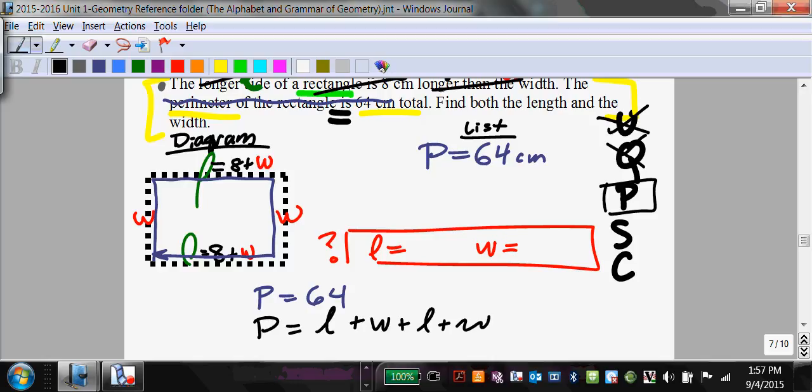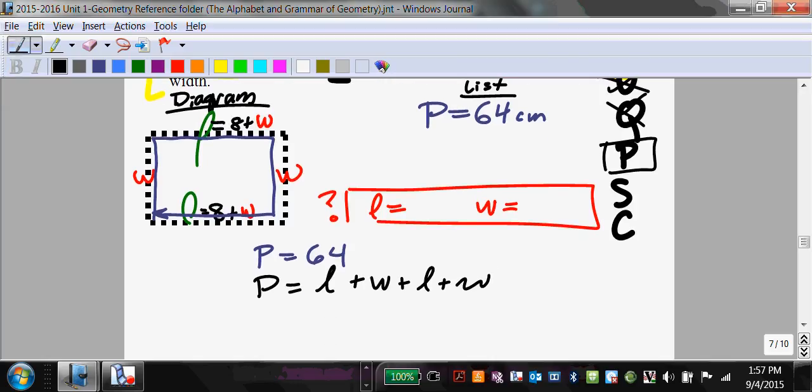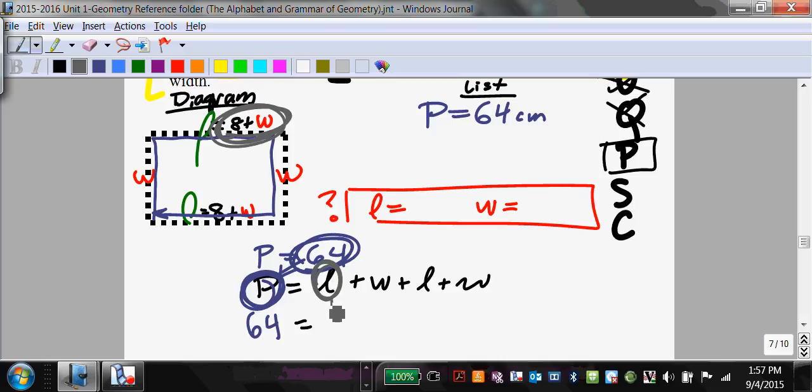Okay. Now, when I say circle, plug, chug, watch what I do. It's called physical pickup. Circle this piece. Now come up here. What can I substitute P for? Okay, so circle it and plug it in. That's what circle, plug, chug means. Ready? Come over here. Circle the L. Now find what can we replace L with? Okay, so I plug it in.